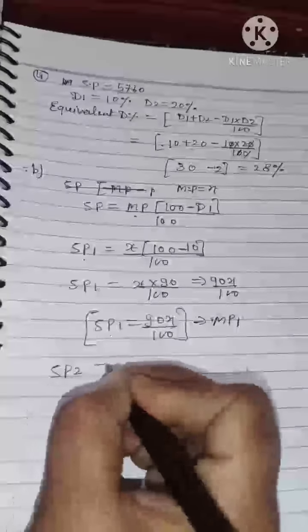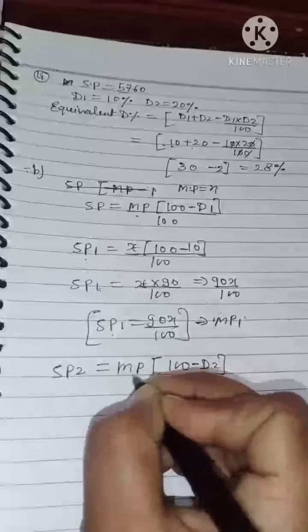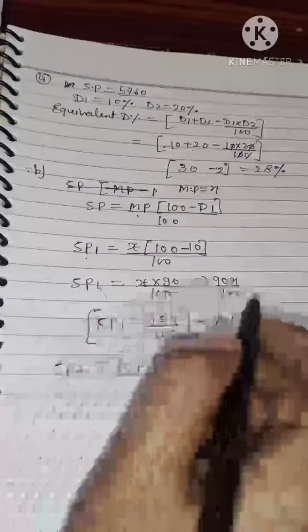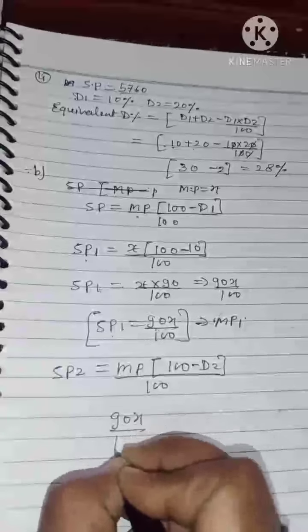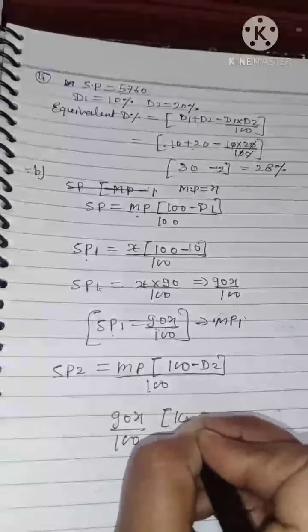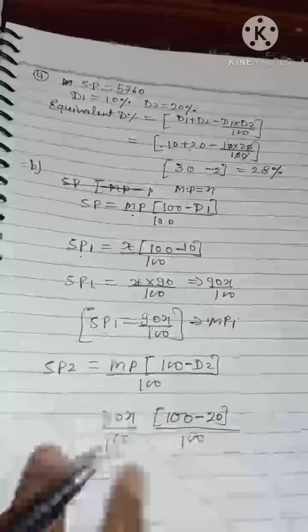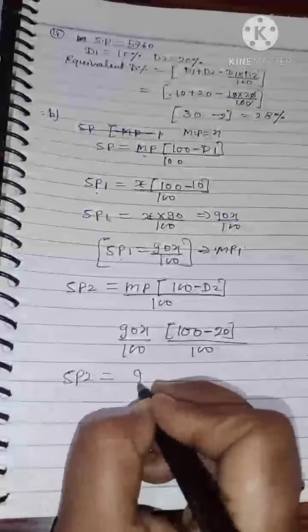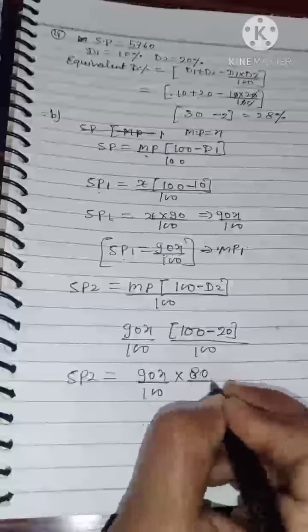So what will it be now? At that time you will get SP2 is equal to marked price, 100 minus D2, okay, upon 100. So this is your marked price. Now put the value here, 90x upon 100. 100 minus discount, now it is 20%, the whole divided by 100. So see, SP2 is equal to, this will be the selling price, 90x upon 100 into 100 minus 20, means 80 upon 100.